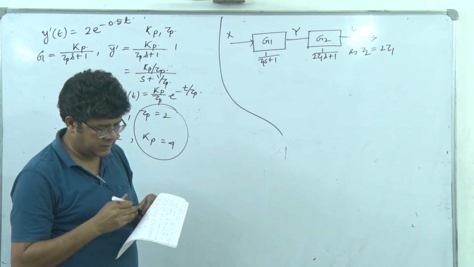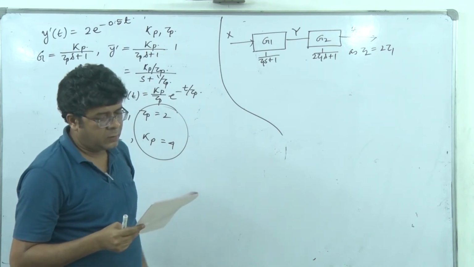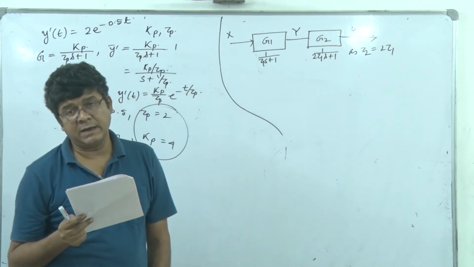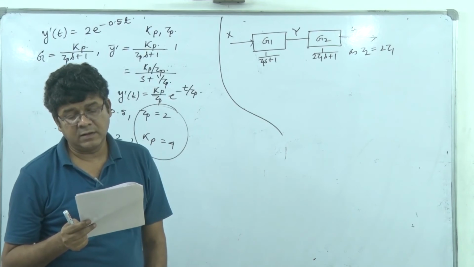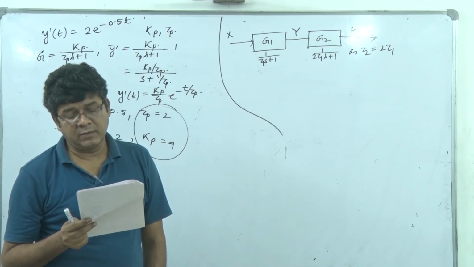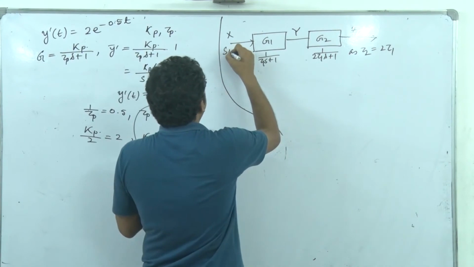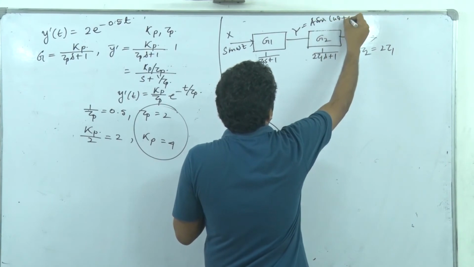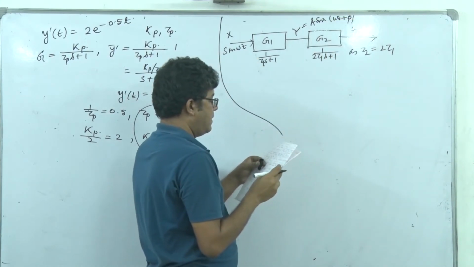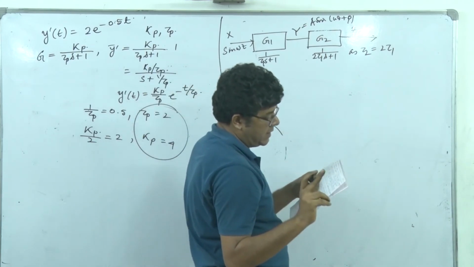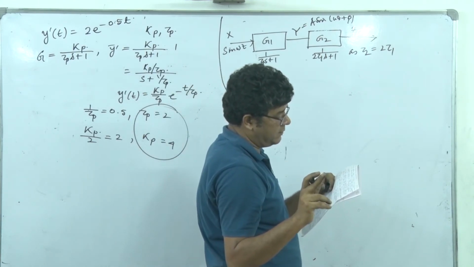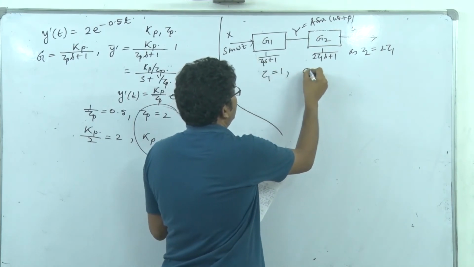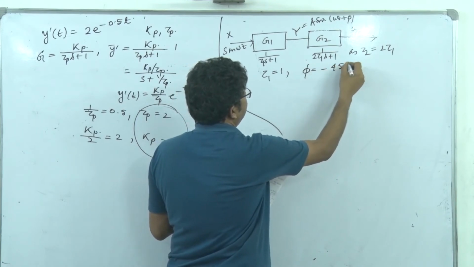Next, what is stated? When the system is excited by a sinusoidal input x(t) equal to sine omega t, the amplitude is 1. The intermediate response Y will be sine of omega t plus a phase. If the response Y lags behind the input by 45 degrees and tau 1 equal to 1, then find the input frequency. Tau 1 is equal to 1, phi is minus 45 degrees.